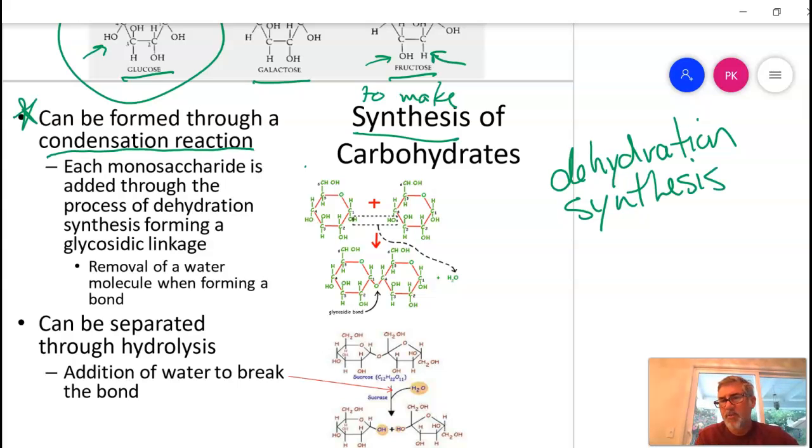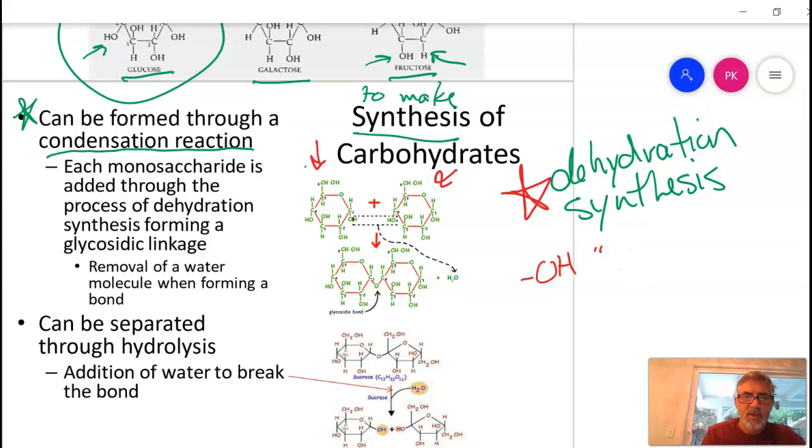And condensation means to remove water as well, so it's commonly called dehydration synthesis. So if I take two monomers of glucose, a glucose there and a glucose there, you'll notice that they both have these OHs. OH is a hydroxyl.